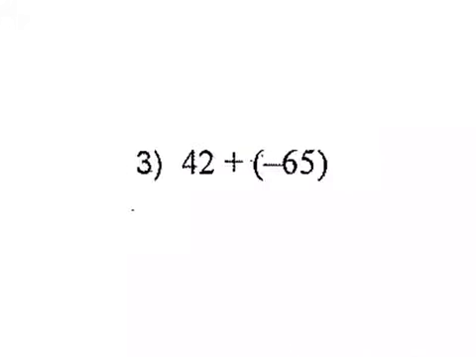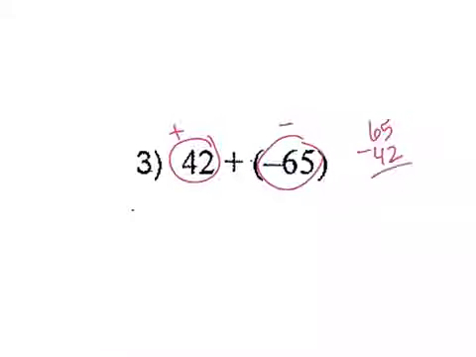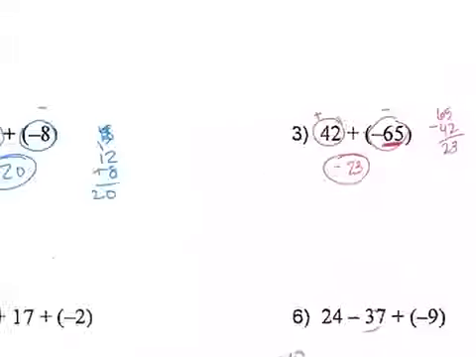On number 3, I've got a plus sign, so again, I don't have to worry about keep, change. Got a 42, negative 65. 42 doesn't have a sign in front, so I know it's positive, negative 65, and they're different. Different signs, subtract, and I get 23. Since I have to take the sign of the bigger absolute value number, which is 65, 65 is bigger than 42, so I'm going to take the negative from 65.